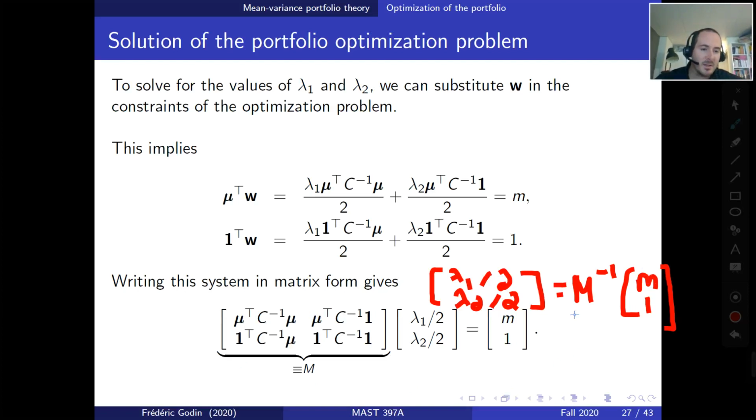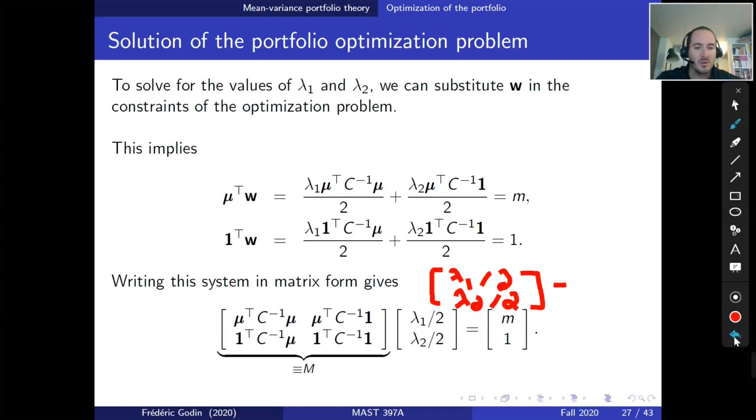Here there's this M inverse business. In the case of a 2 by 2 matrix, M is not very complicated in practice, but still, finding an explicit expression for the solution is always nice. So this is what we're going to do next.